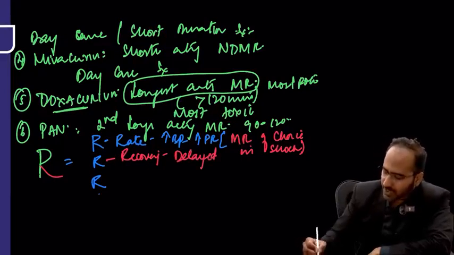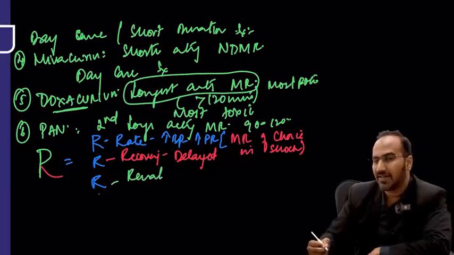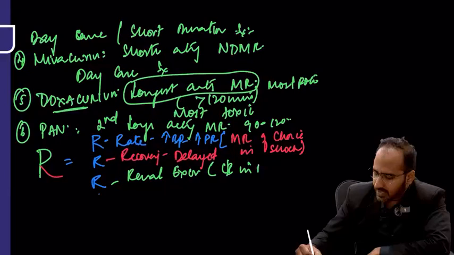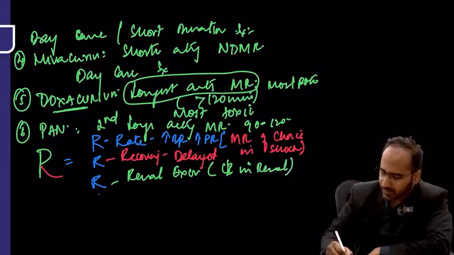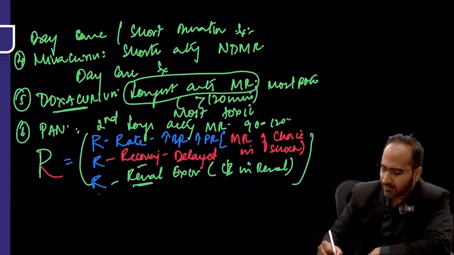The third R of pancuronium is what? Renal. Pancuronium has maximum renal excretion, so it is contraindicated in renal failure. Three MCQs of pancuronium are covered if you remember the RRR of pancuronium. Okay. The next introduced muscle relaxant is what, guys? Vecuronium.